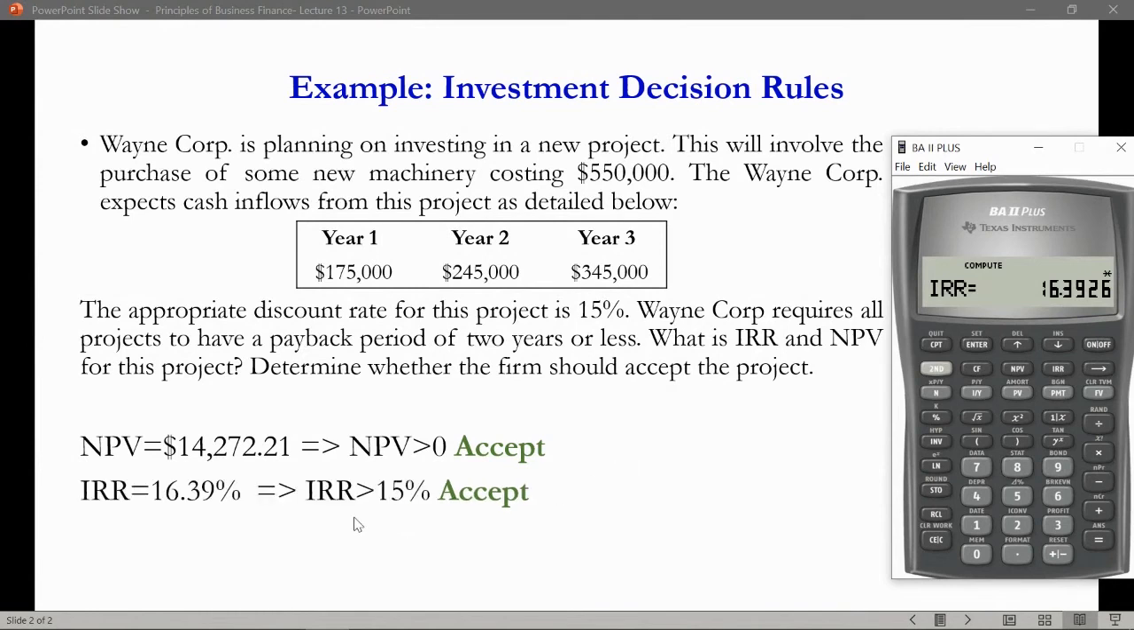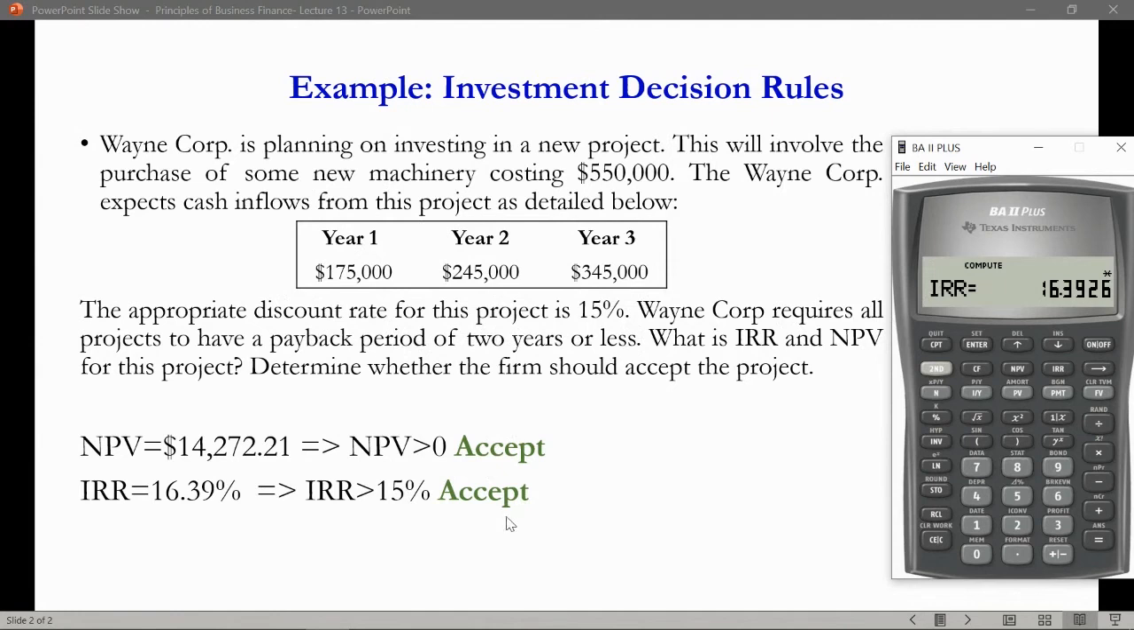Since the IRR that we calculated given the information that the question provided is larger than the discount rate or the opportunity cost of capital for this project, which is 15%. So again, the IRR that we calculated is larger than the cost of capital for the project, so we would accept this project using the IRR investment decision rule.